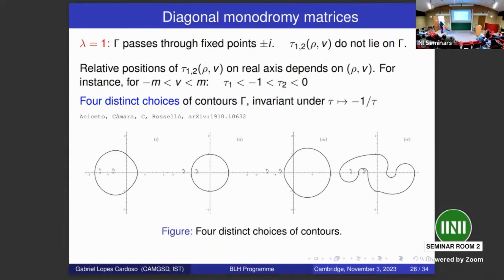Now, we picked lambda equals 1. That means that the contour has to pass through the fixed points plus minus i. And it turns out that there are 4 possible inequivalent choices of contours you can pick.